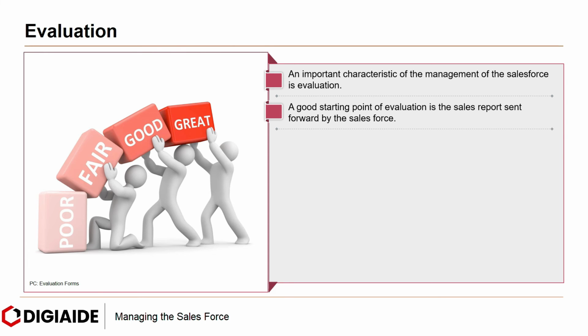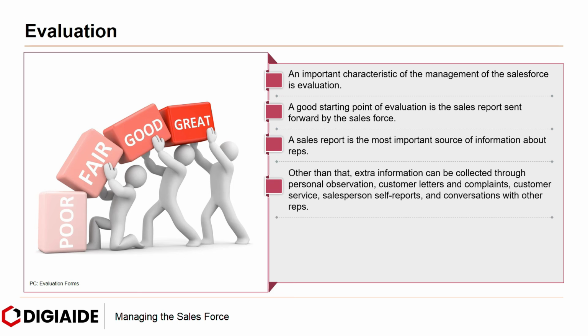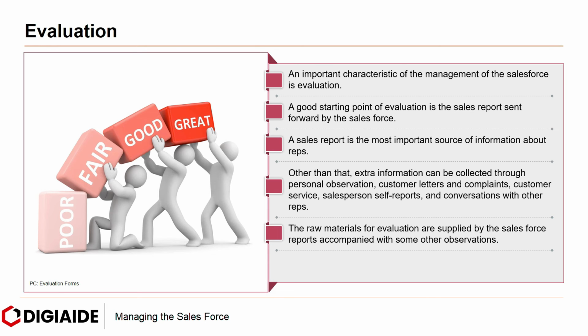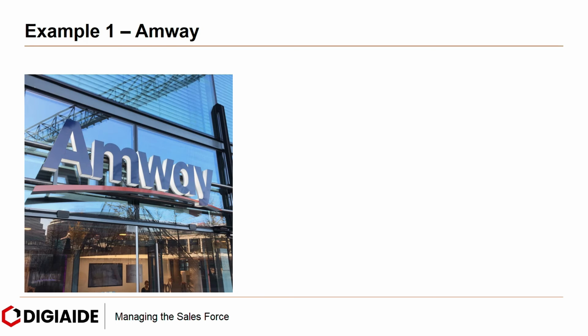A good starting point of evaluation is a sales report sent forward by the sales force. The sales report is the most important source of information about representatives. Other than that, extra information can be collected through personal observation, customer letters and complaints, customer service, salesperson self-reports, and conversation with other reps. The raw material for evaluation are supplied by the sales force reports accompanied with some other observations. The contrast of current performance set against the past performance is one type of evaluation. So now let's move on to some examples of Amway.